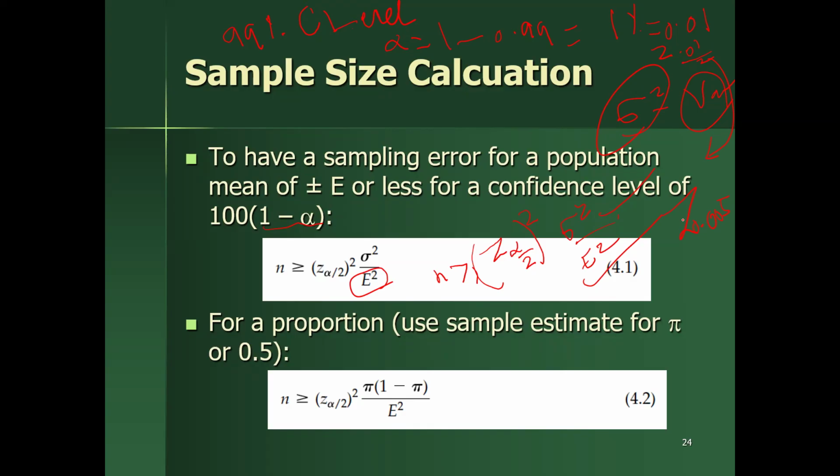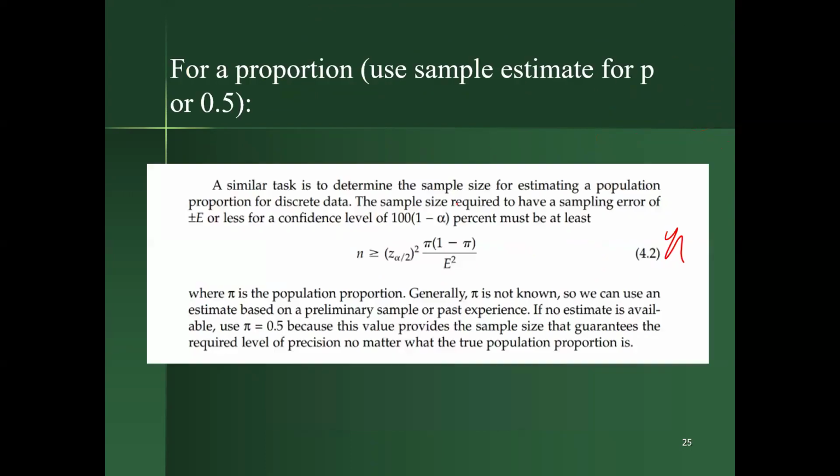If you have proportion, you use this equation. If you have the standard deviation or the variance, you use this equation. Let's see this example. Here, a similar task to determine the sample size for population proportion for discrete data. The sample size required to have a sample error plus or minus. We talked about that. Where pi is the population proportion, generally pi is not known, so we can use an estimate based on a sample or past experience. If no estimate is available, if it is given, if I tell you pi is equal to 0.7, don't use 0.5. But if there's no estimate, you use 0.5.